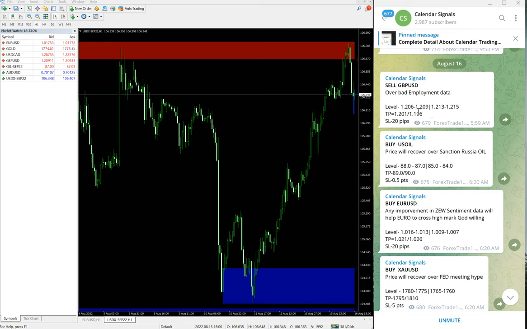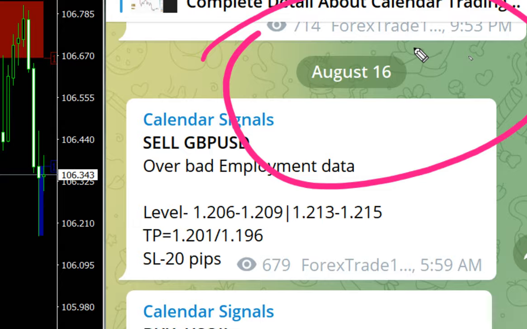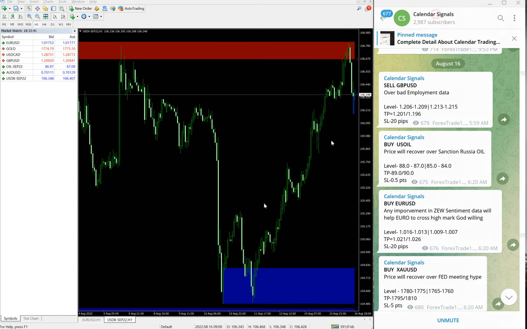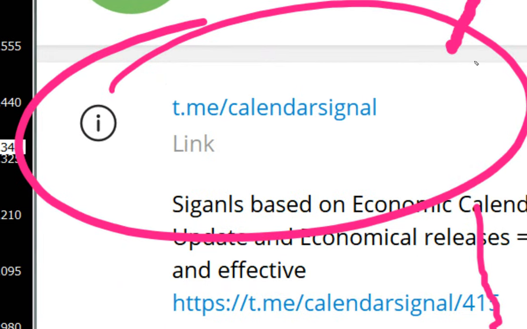Today we are going to show you the performance of our today's calendar signal. Today is August 16. You can see the date pop up here, August 16. And all these free signals are posted on this channel. This is our free channel, t.me/calendar signal.